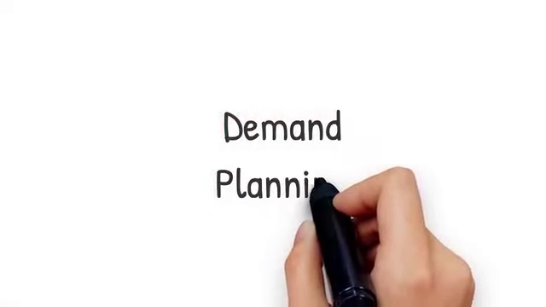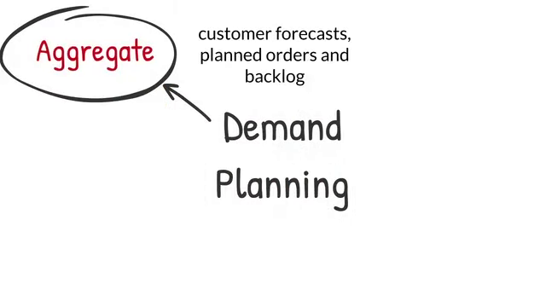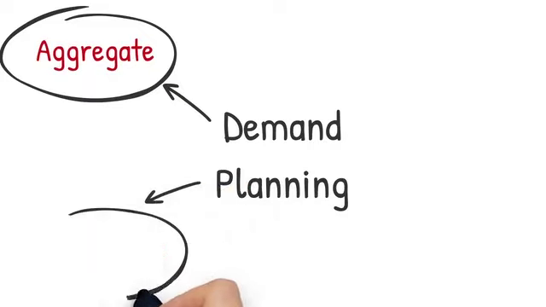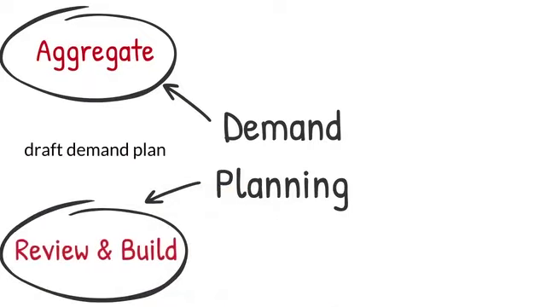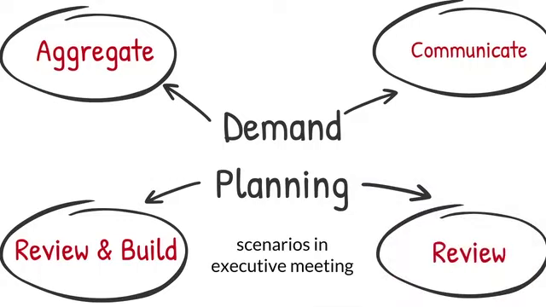Demand planning is completed in 4 steps as a continuous process. 1. Aggregate customer forecasts, planned orders, and backlog, which account for the total demand over the planning horizon. 2. Review and build a draft demand plan under the demand time buckets. 3. Communicate the demand plan. 4. Review the scenarios in an executive meeting.